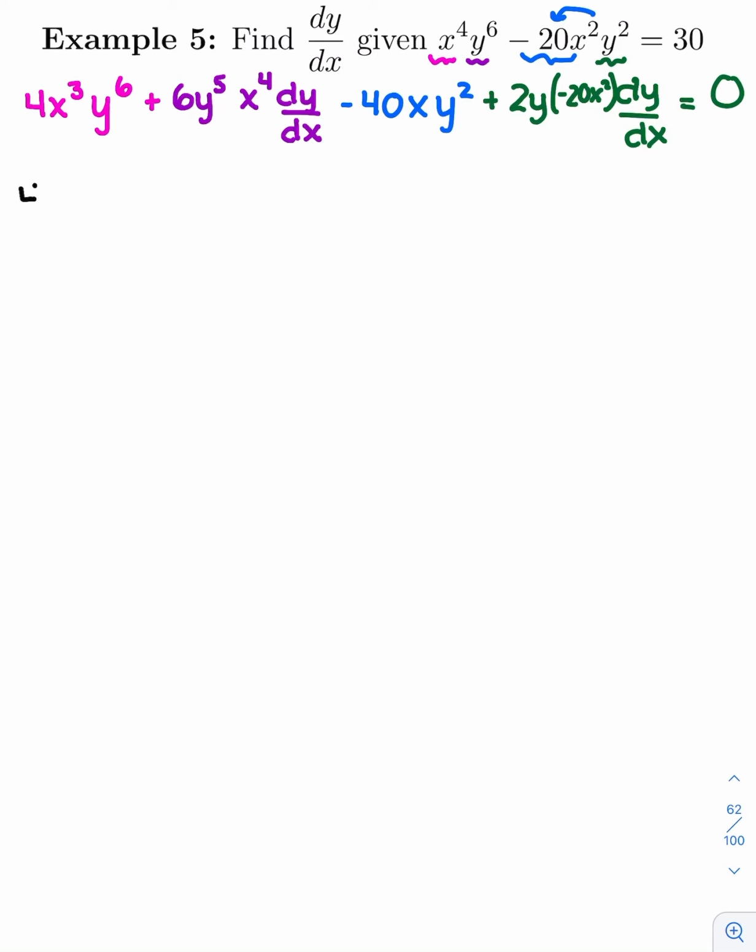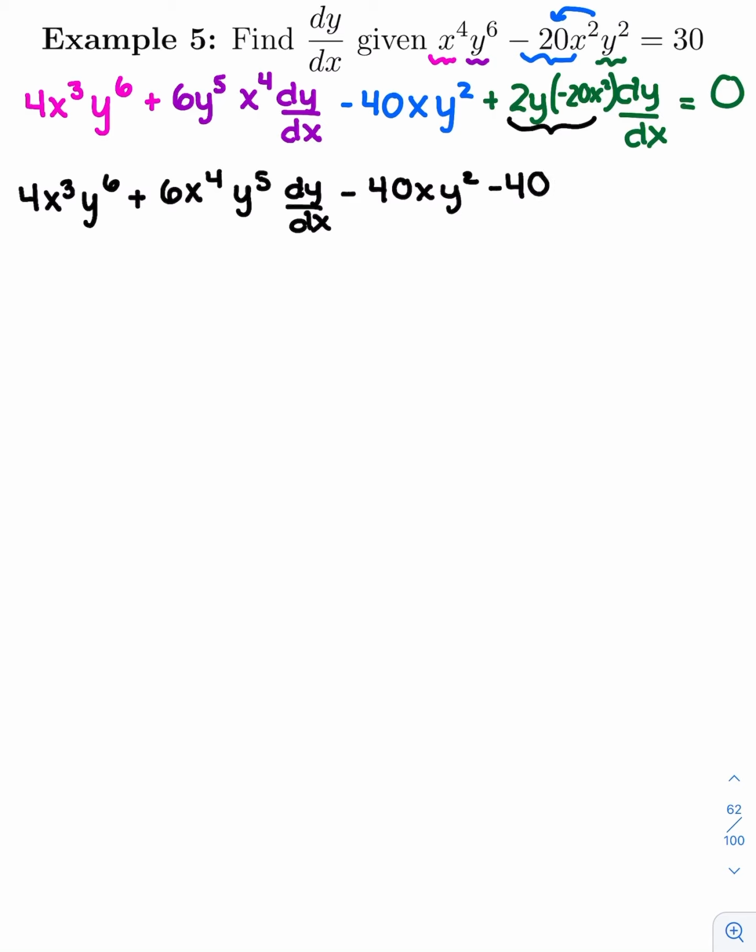I'll just rewrite it. So we have 4x cubed y to the sixth. There's nothing to multiply together there or combine. Plus the next one, maybe I'll put the x's before y's just to keep the same pattern: 6x to the fourth y to the fifth dy/dx, minus 40xy squared. And then this one is really the only reason why I'm rewriting it, because I have 2y times the negative 20x squared. So 2 times negative 20 is going to make it a negative 40, and then we have an x squared y dy/dx.